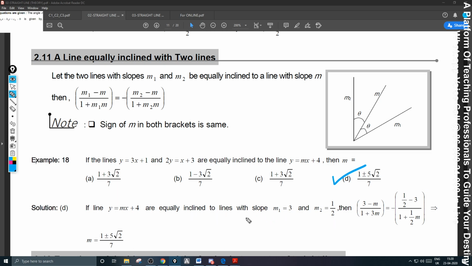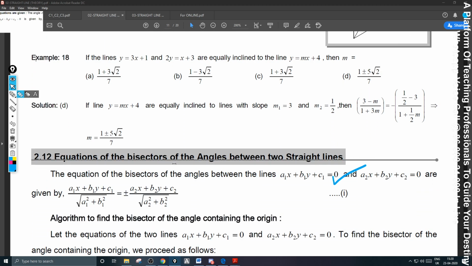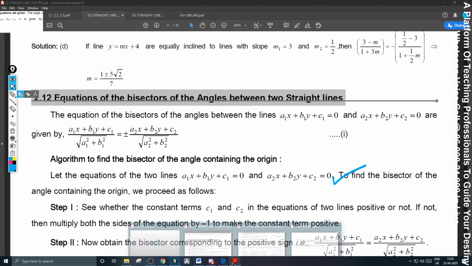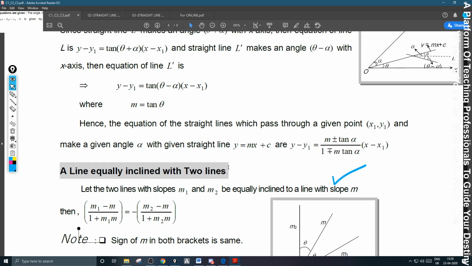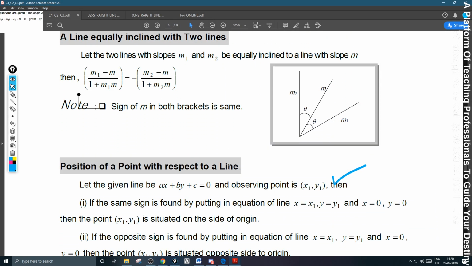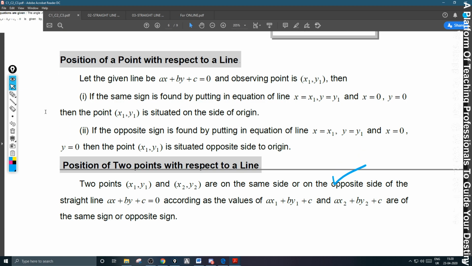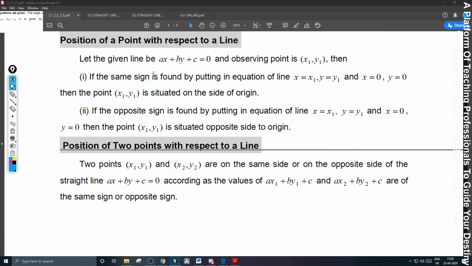So let us move on to the next concept. A line equally inclined, we did it. Next concept is position of a point with respect to a line. Please, this is important.